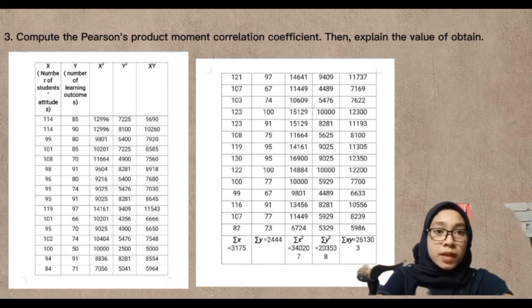The total of X is 3175. Total of Y is 2444. Total of X squared is 34,207. Total of Y squared is 203,538, and the total of XY is 261,303.